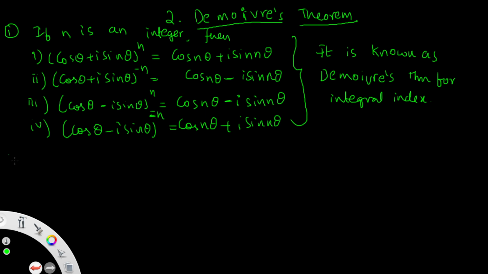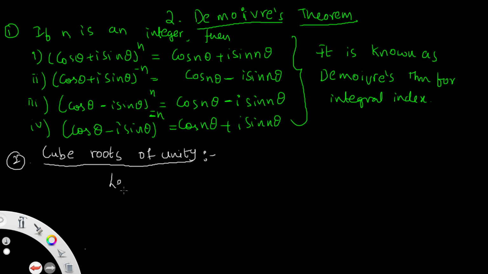Next, go to the second formula: the cube roots of unity. It is most important and general, and we have to know how to derive the formula for the cube roots of unity. Let us take z equal to unity, meaning 1, and let it be of the form 1 to the power of 1 by 3, since cube roots means 1 by 3.